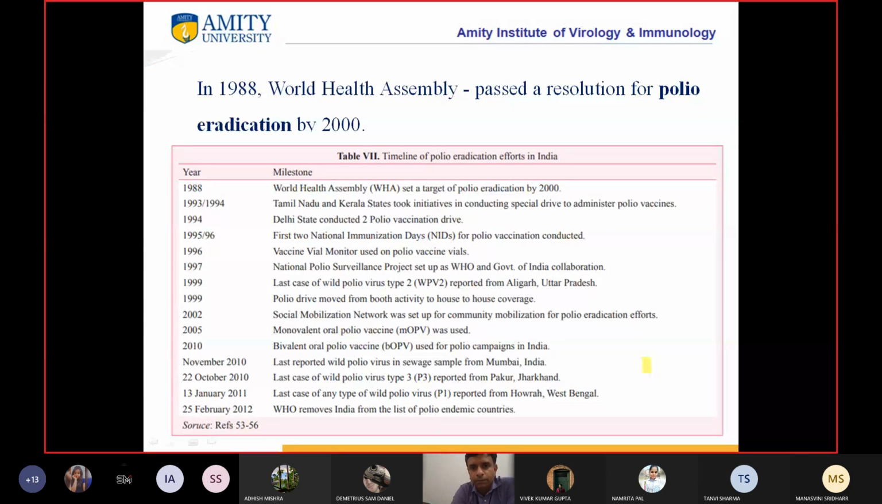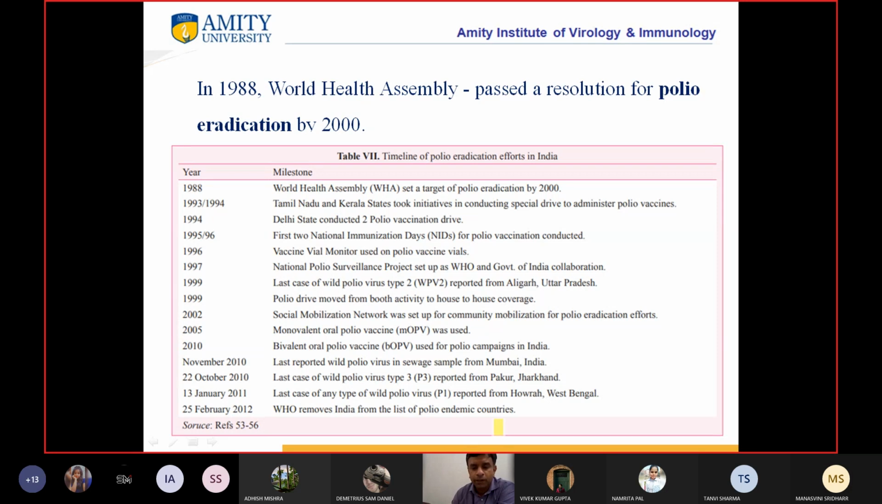Now, as I said, India had that experience of elimination of smallpox. India had by that time started working on other diseases as well. Okay, and during that time in 1988, World Health Assembly passed a resolution for polio eradication by the year 2000, right? So now the next challenge came, and the challenge was the eradication of polio.